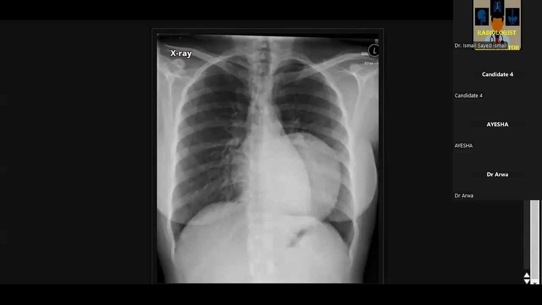I can see some hilar vessels projecting in on it, suggesting that it's not in the middle mediastinum. I can also appreciate that there is no silhouette sign of the left heart border, so this suggests a posterior mediastinal mass. There is also silhouetting of the outline of the descending thoracic aorta. Other findings include a mild splaying of the ribs, the posterior ribs, at the aforementioned region.